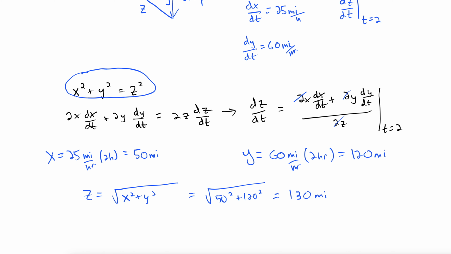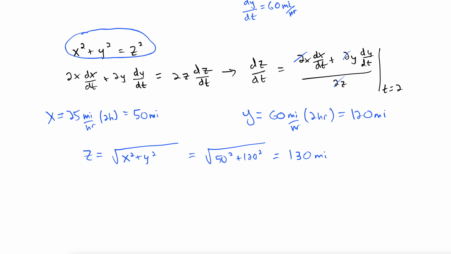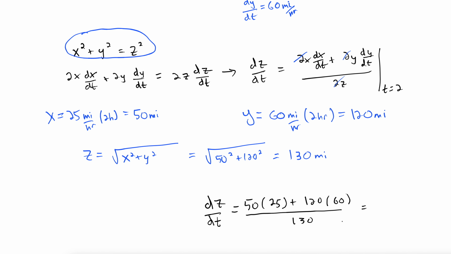So now we plug everything into this dz/dt equation. So dz/dt finally is, okay, so we have x, so 50 times dx/dt, 25, plus y, 120, times dy/dt, 60, all over z, which we now know is 130. Computing all that out gives 65 miles per hour.